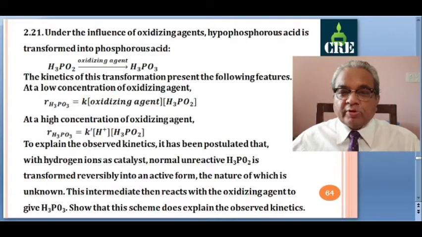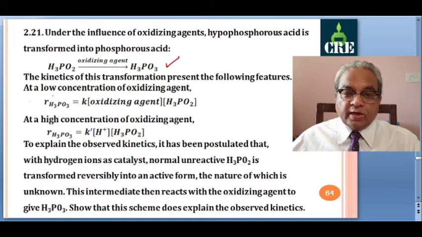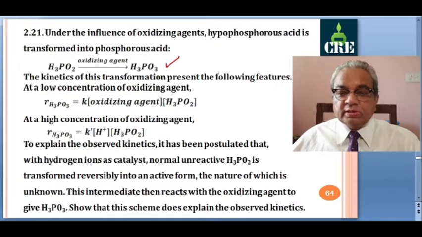2.21. Under the influence of oxidizing agents, hypophosphorus acid is transformed into phosphorus acid. H3PO2 in presence of oxidizing agent gives you H3PO3. The kinetics of this transformation present the following features. It is suggested at low concentration of oxidizing agent, the rate of formation of H3PO3 is k into concentration of oxidizing agent into concentration of H3PO2.